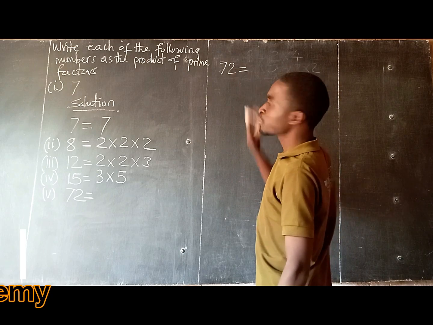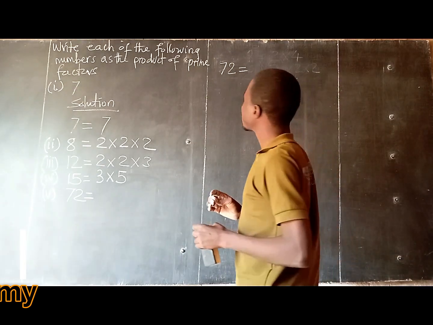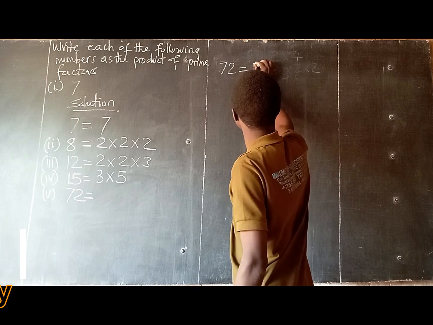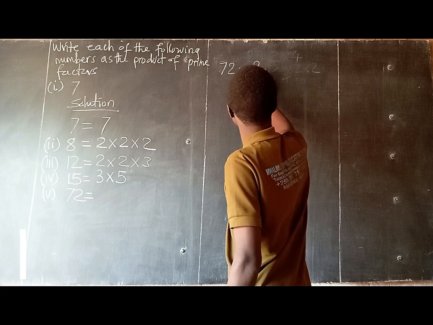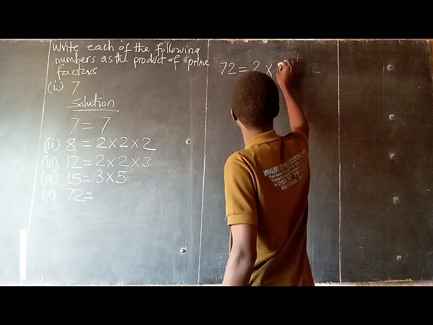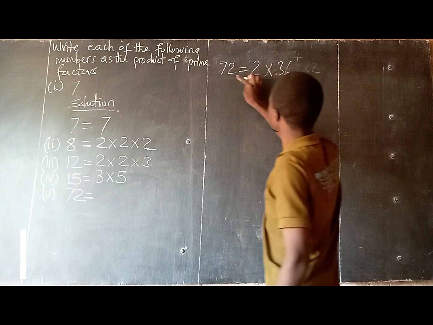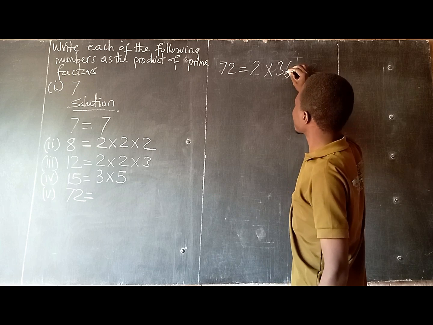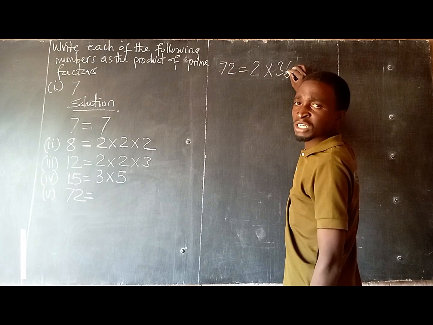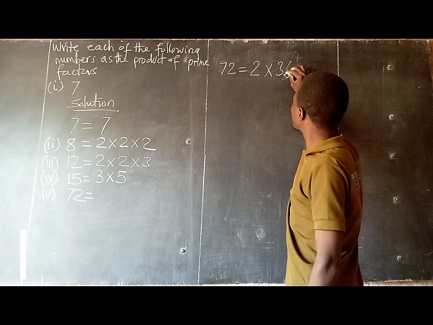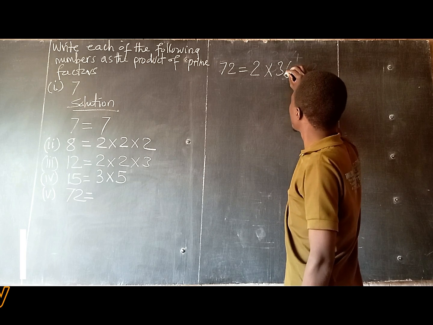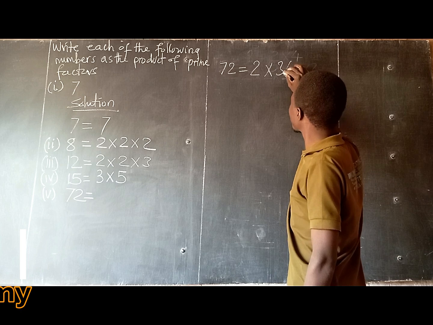Now 72 over 2 is divisible completely, as you get 36. So if you get 36 when you divide by 2, it means that 72 is equal to 2 times 36. Now 36 is an even number, so this is not a prime number. So just break it so as to get the small numbers which, when multiplied, give us 36.